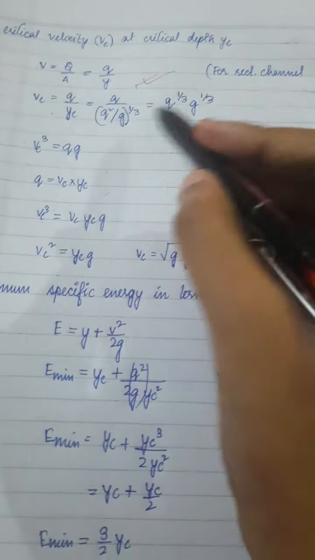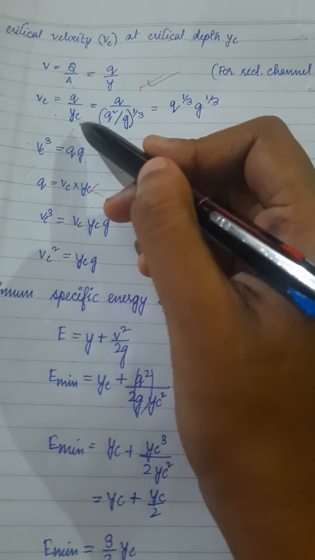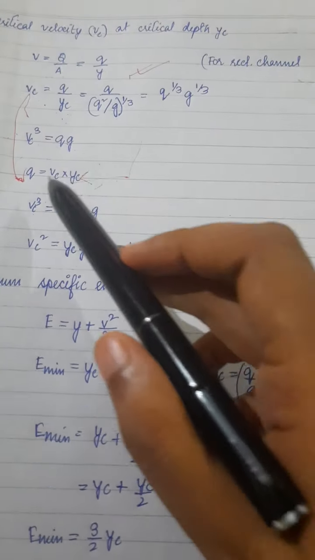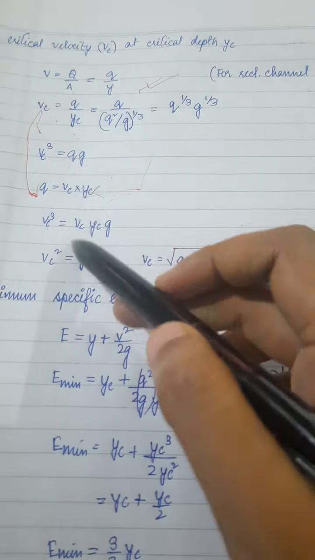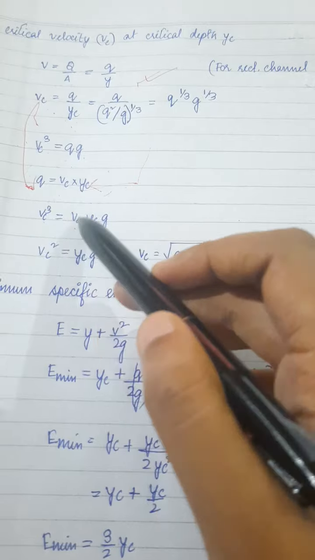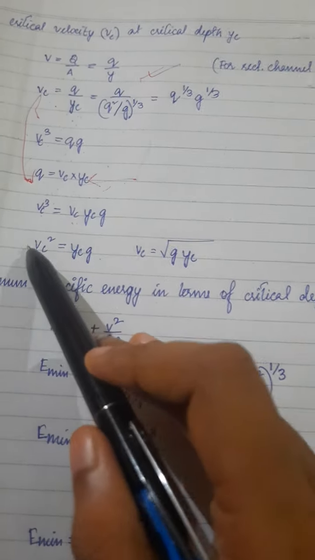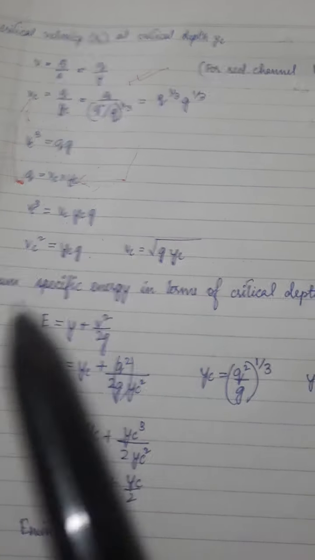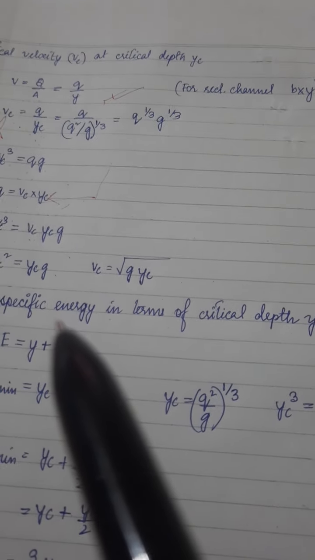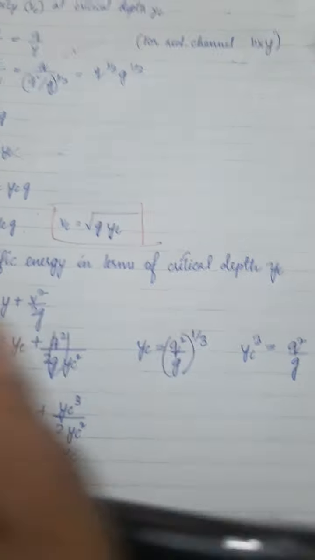We got this relation from here: Q equals Vc into yc. So this we are going to place over here. So Vc cube equals Vc into yc into g, so that we can cut one of the Vc's on the other side. So Vc square equals yc g. Now just put the square root, so root over g yc is equal to the critical velocity. Put this inside a box.